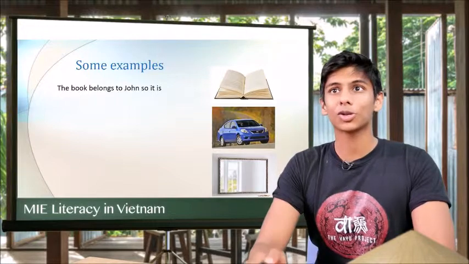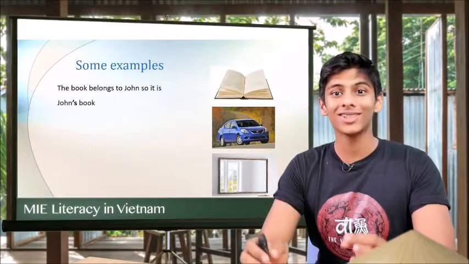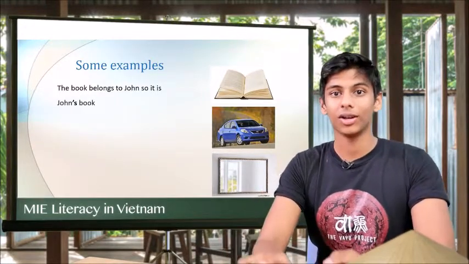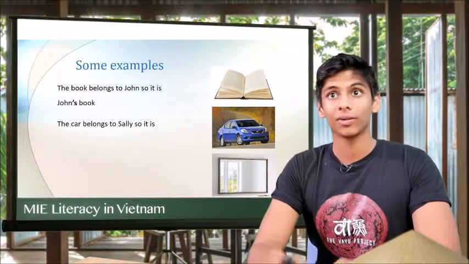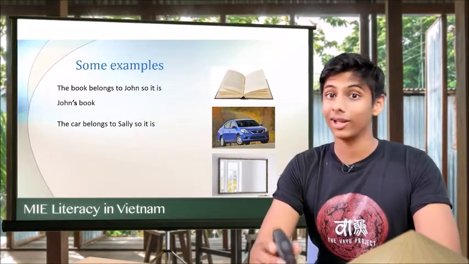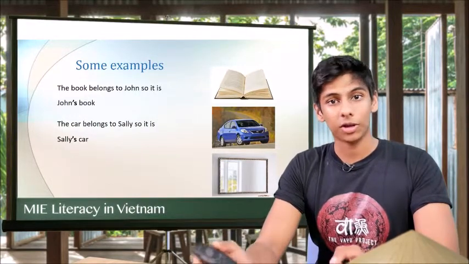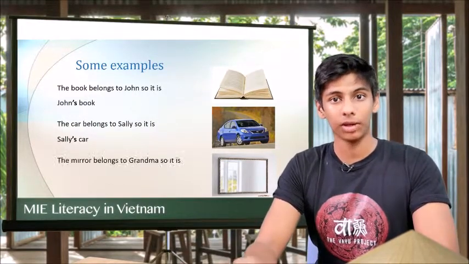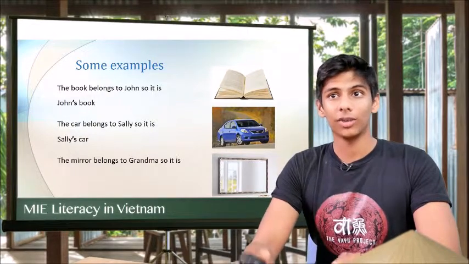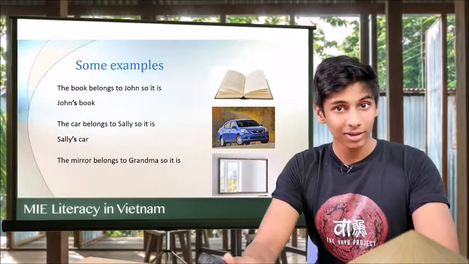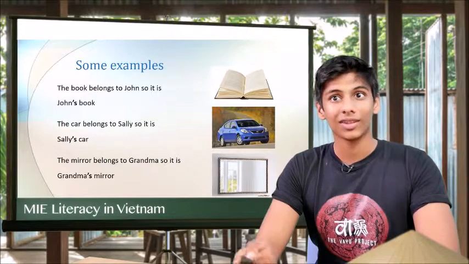The book belongs to John, so it is John's book. Do you see? The car belongs to Sally, so it is Sally's car. We just add an apostrophe and an S at the end of the word. This mirror belongs to Grandma, so it is, you're right, Grandma's mirror.